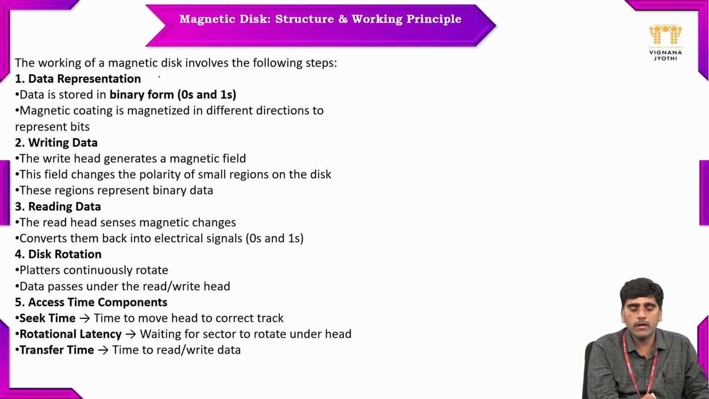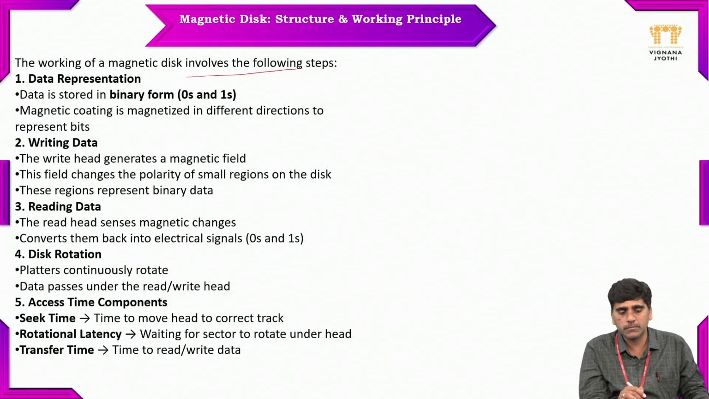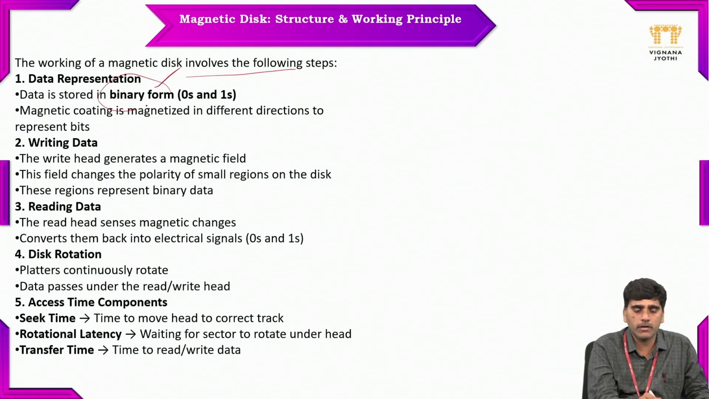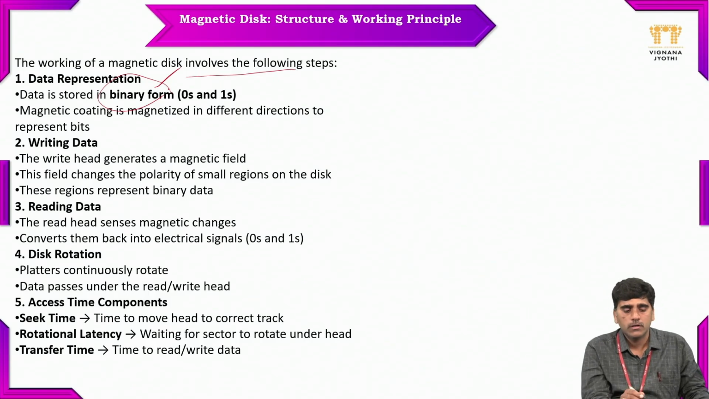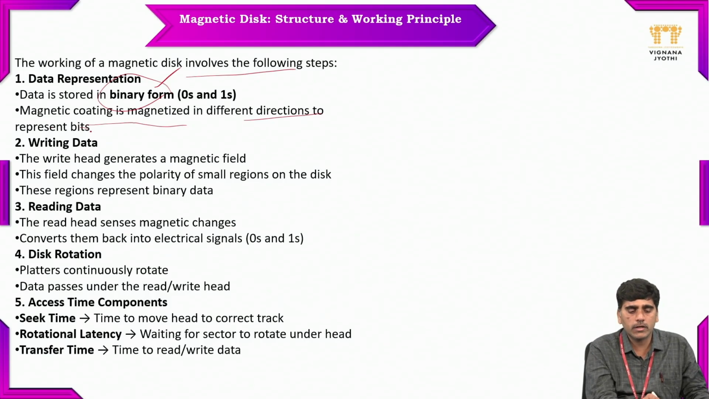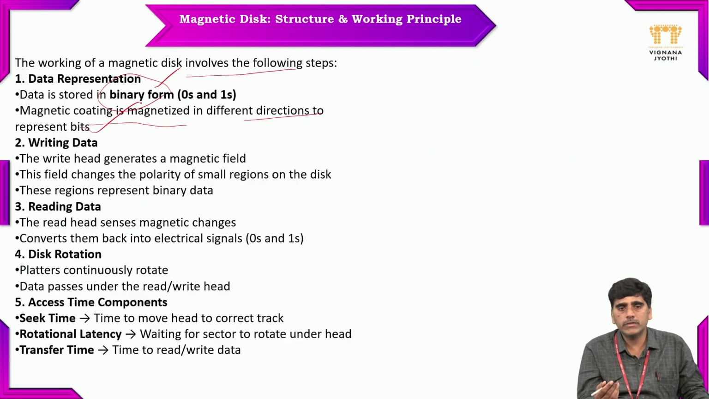The working of a magnetic disk involves the following steps. First is data representation. Data is stored in binary form, zeros and ones. The magnetic coating is magnetized in different directions to represent bits.